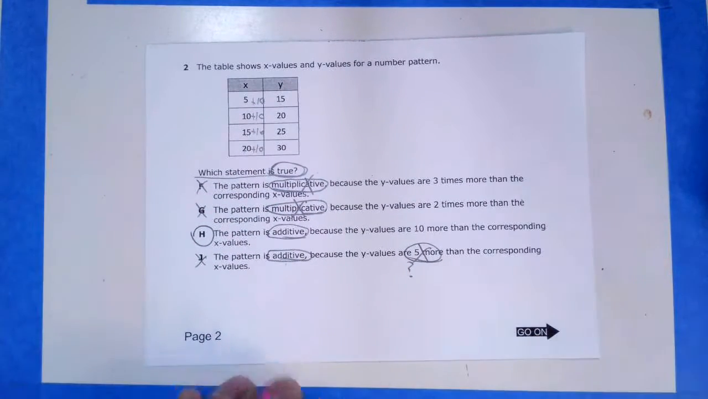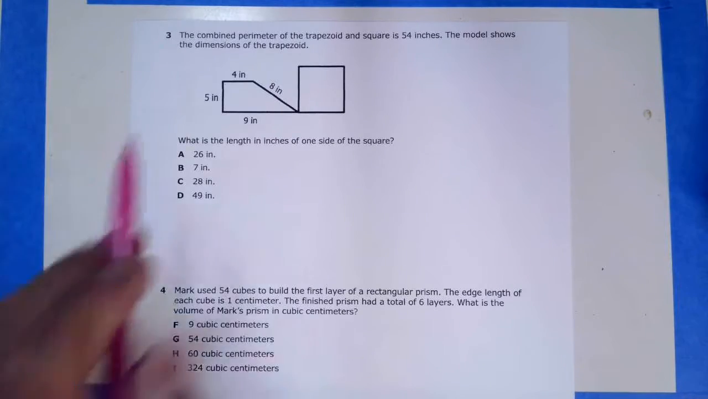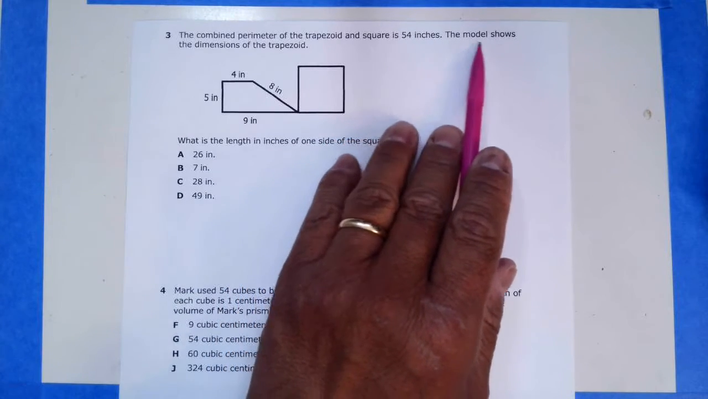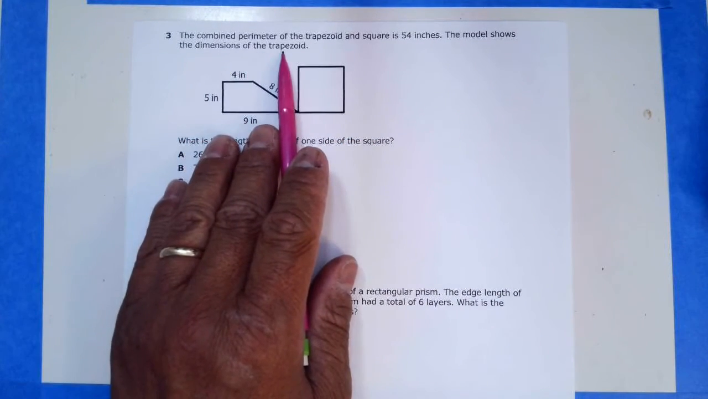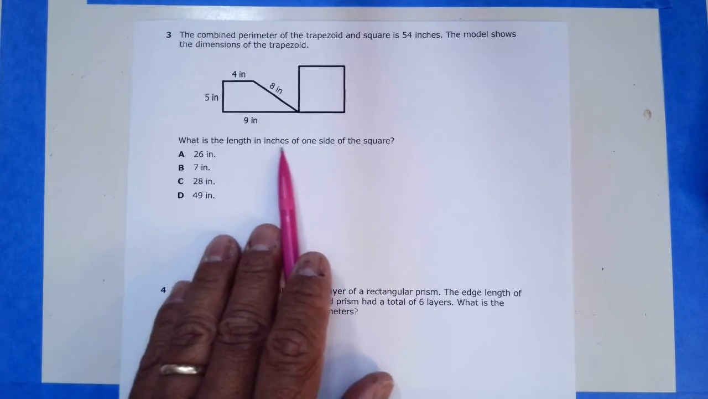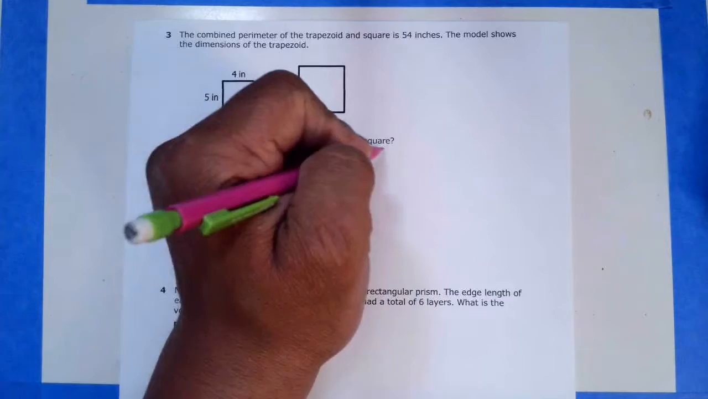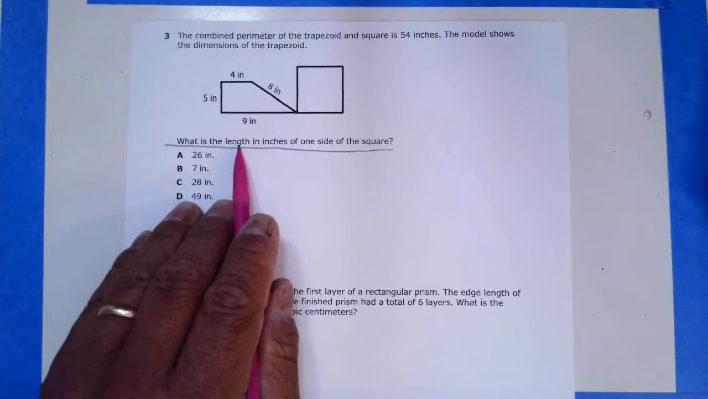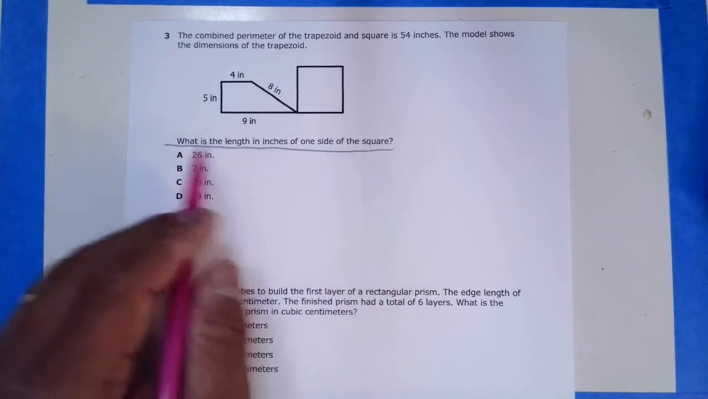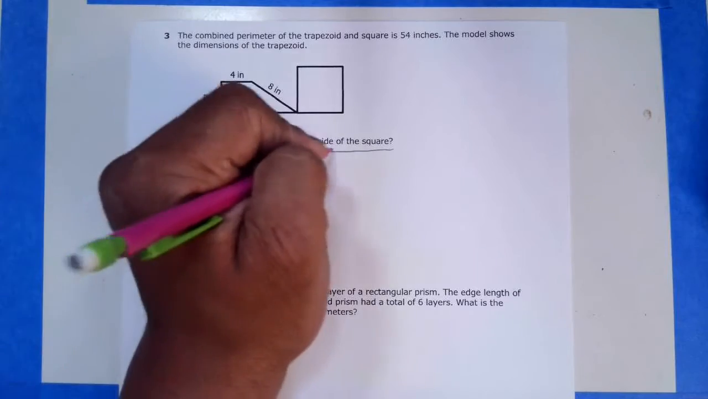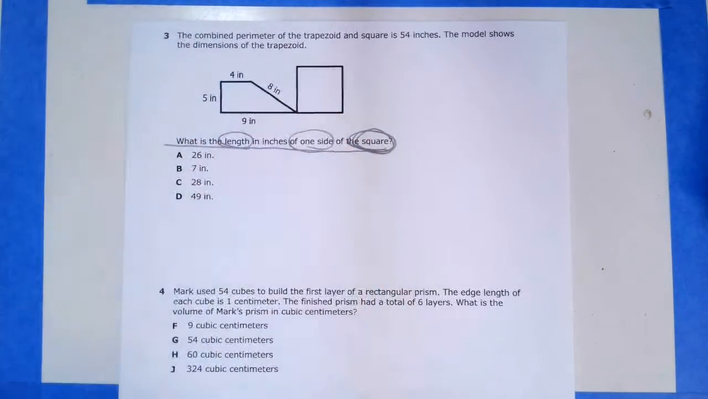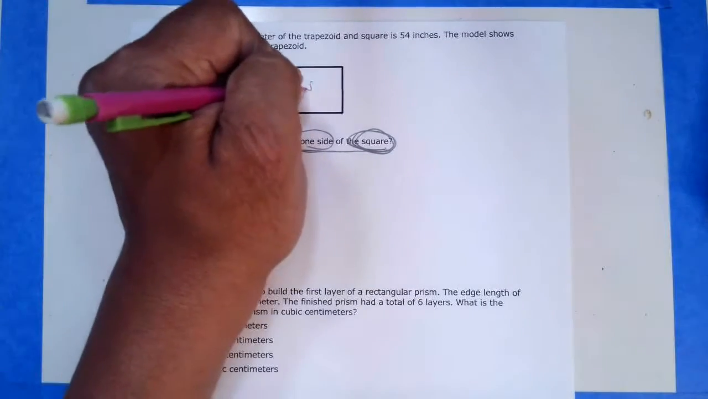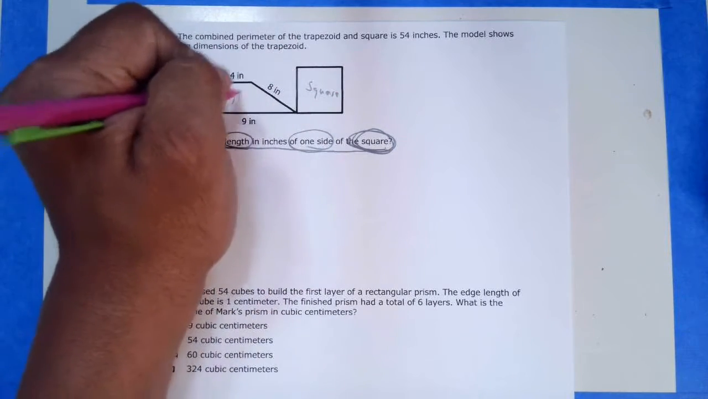Our answer, H. Number 3, the combined perimeter of the trapezoid and square is 54 inches. The model shows the dimensions of the trapezoid. What is the length in inches of one side of the square? So underline your question. What is the length in inches of one side of the square? So we're looking for the length of one side of the square. So we only want one of these. Here's my square, and here's my trapezoid.